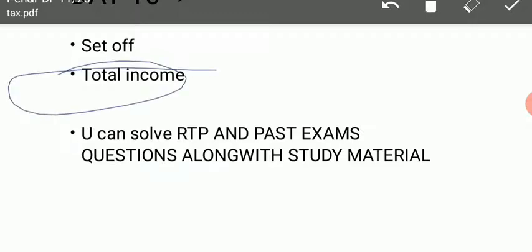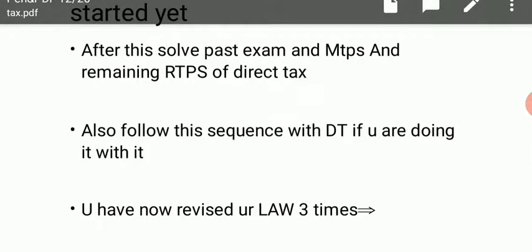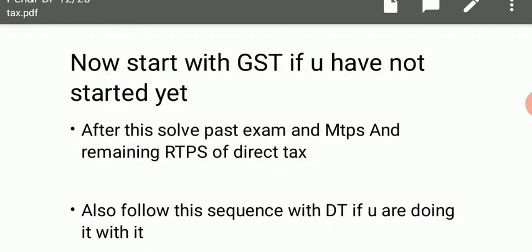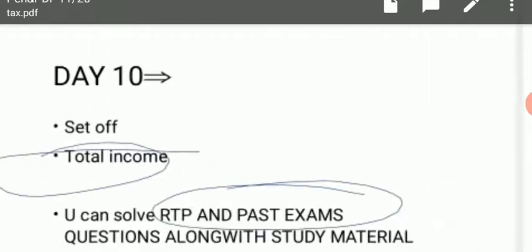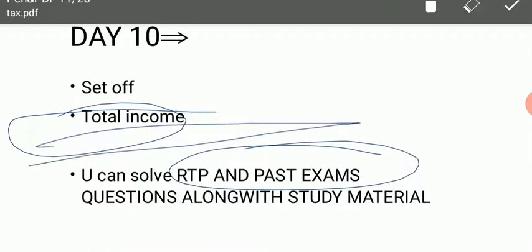So now you can solve your RTP and past exam questions along with your study material. Study material I have already told you to solve, and now you can solve your RTPs and past exam questions. So now we have moved on to the GST section. Now you can start with GST, and suppose till here you have covered your direct tax levels, you have completed your direct tax.